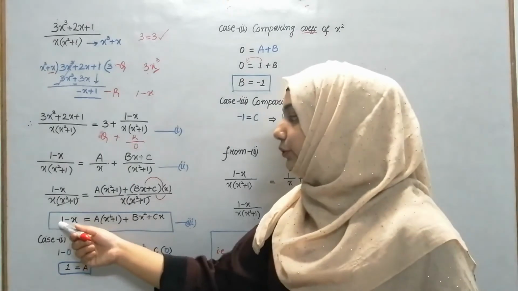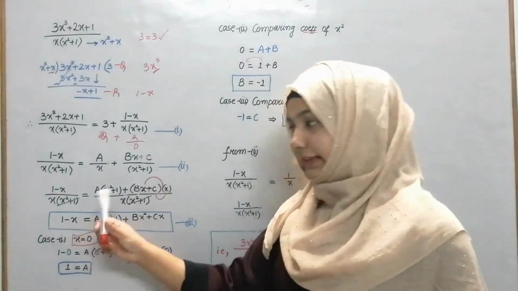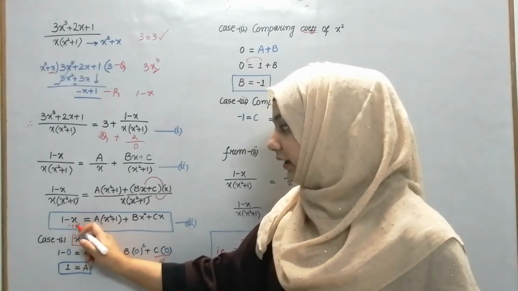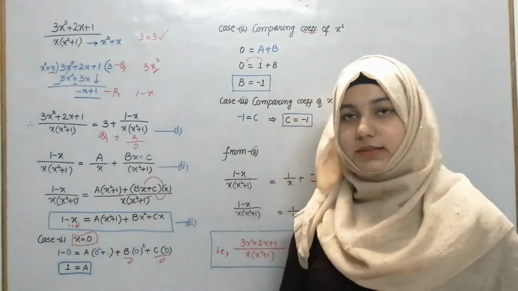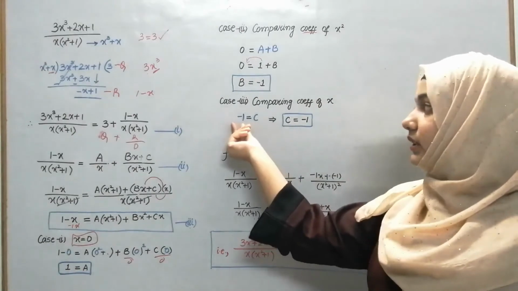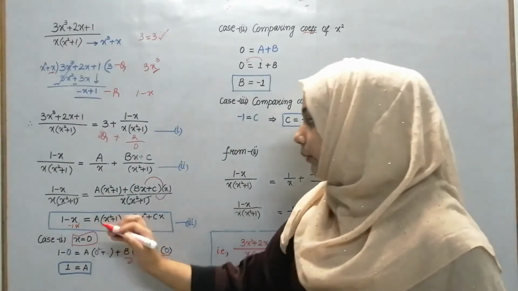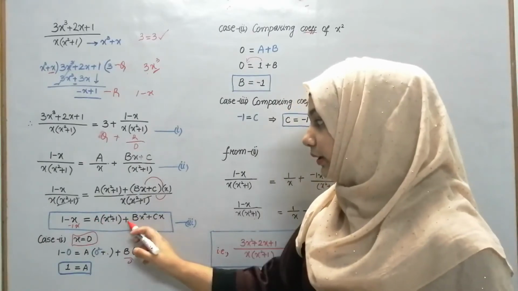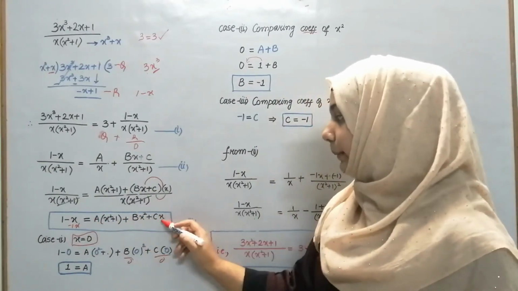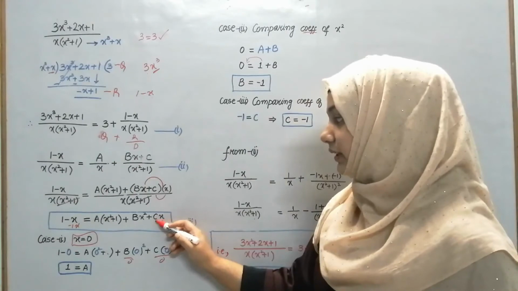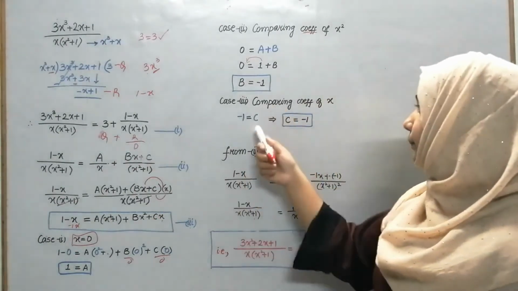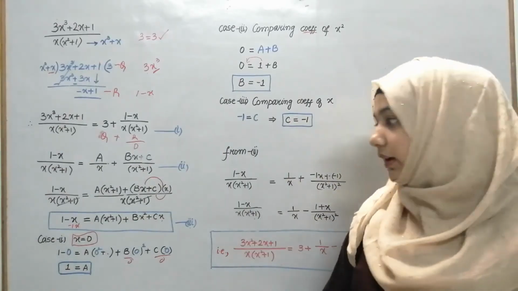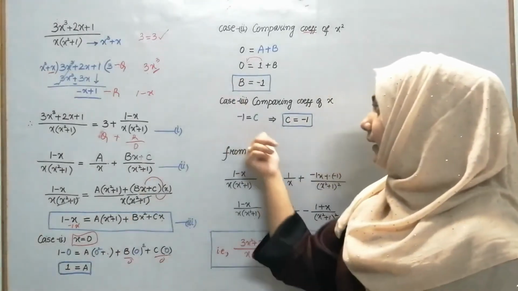Let's see, do I have any x term on the LHS? Yes, this minus x means minus 1x, right? The coefficient will be minus 1. So x's coefficient is minus 1. Now next, do I have any x term here? No. Do I have any x term here? No. But I have an x term here. The coefficient is c. So directly we got the value of c. c is now what? Minus 1. I got 3 values, a, b and c.